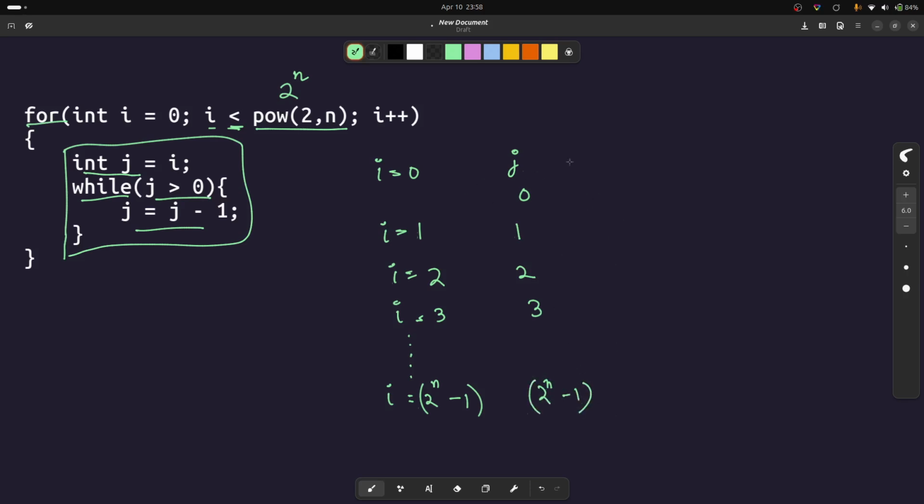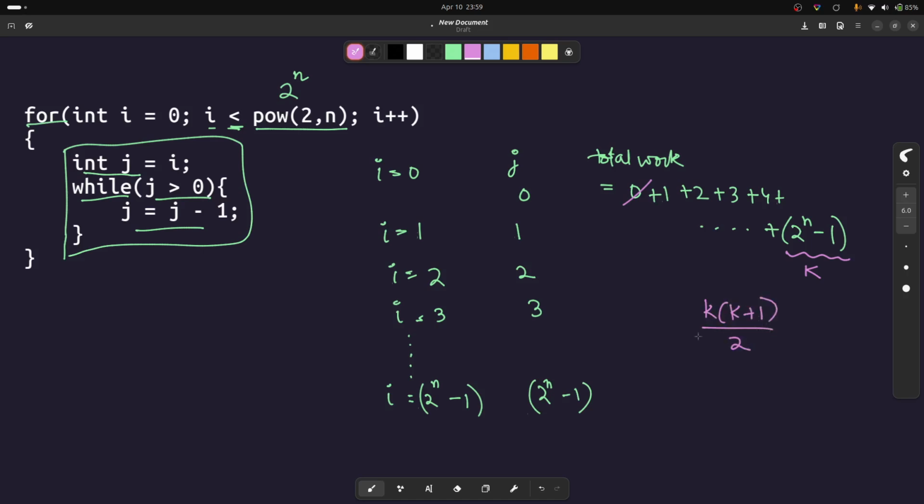Okay, so this is the total work done. The total work will be 0 plus 1 plus 2 plus 3 plus 4 plus dot dot dot up to 2 to the power n minus 1. Now this series is a simple sum of natural numbers. Some people may get confused because of this, so let's call the last term k. Starting from 1 (0 does not matter), 1, 2, 3, 4 up to k, the sum is k times k plus 1 by 2.